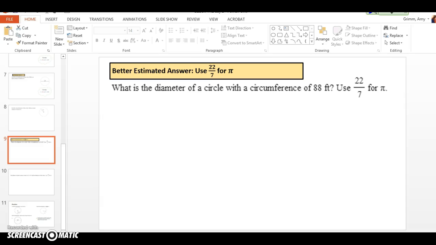Okay, which formula do I want, 1 or 2? First one, right? Because it's talking about diameter. So that's how I know. I want the formula with the diameter in it. So circumference equals diameter times pi.